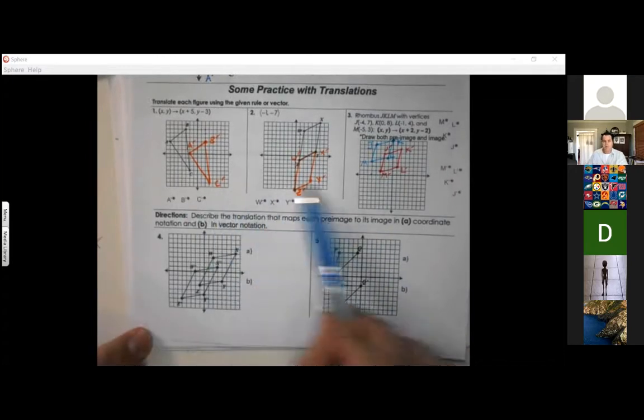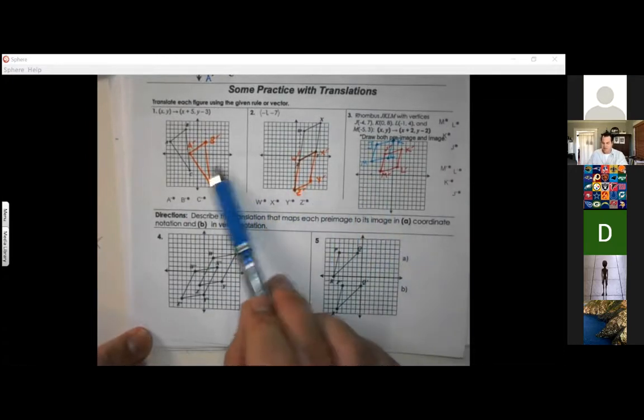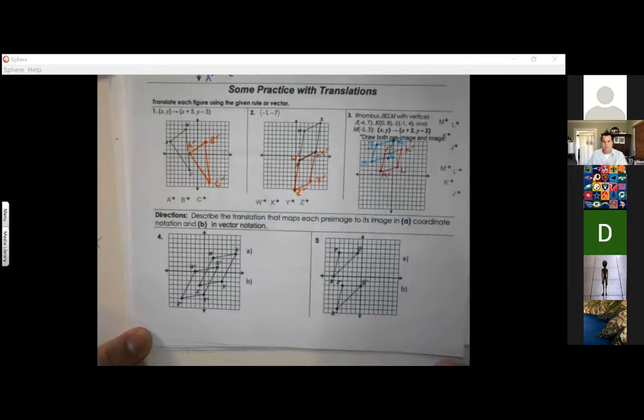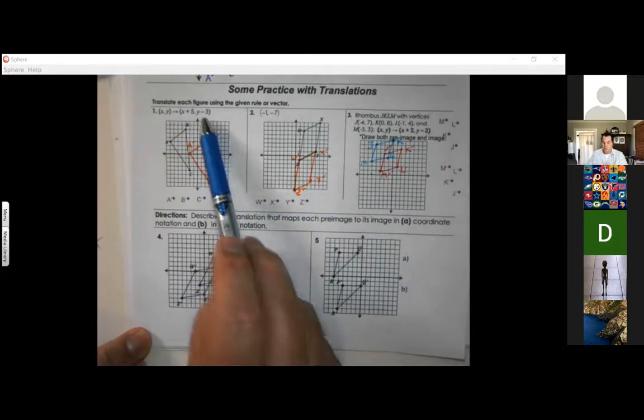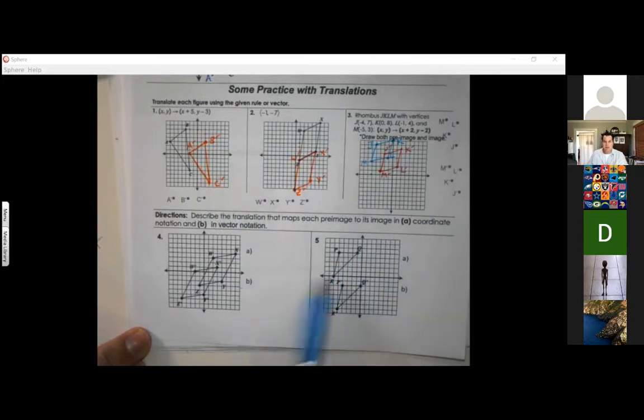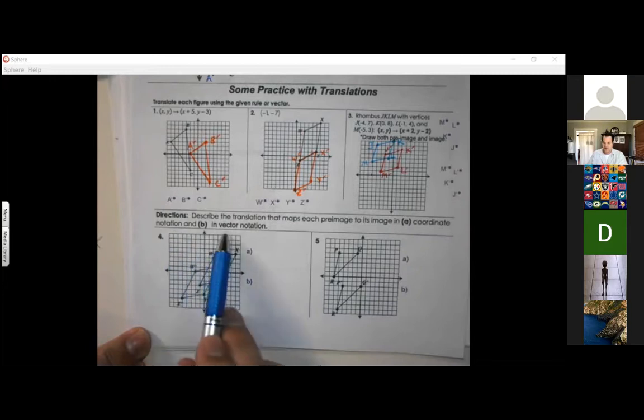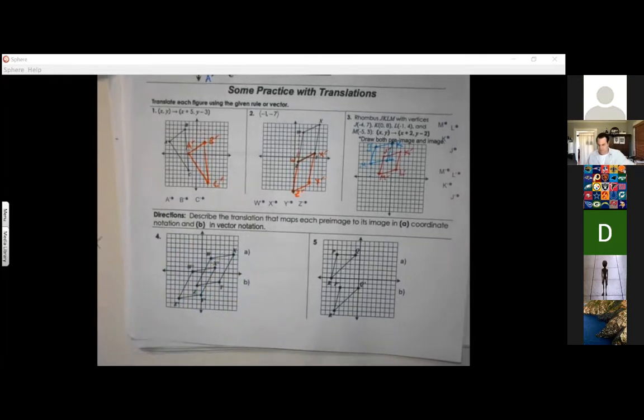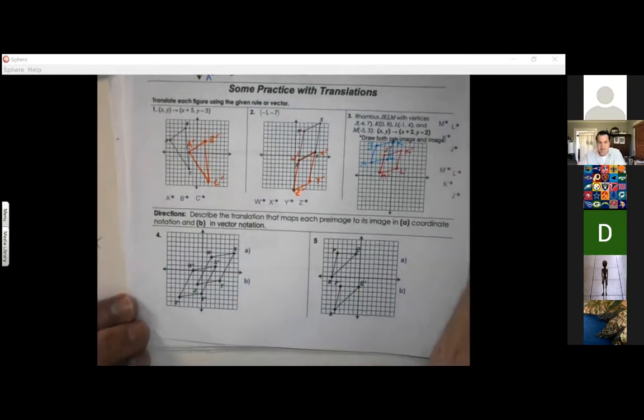So all three of these, what we were doing was, given the shape, apply the transformation. In other words, given the rule, figure out where the new shape is. These two are backwards. Now you're given the two shapes, and you're supposed to find out what the rule is and describe it in coordinate notation and vector notation. So the first question is, how do I know which one I start with?